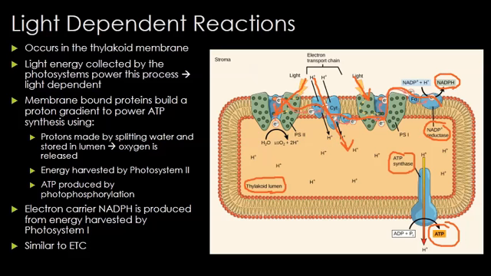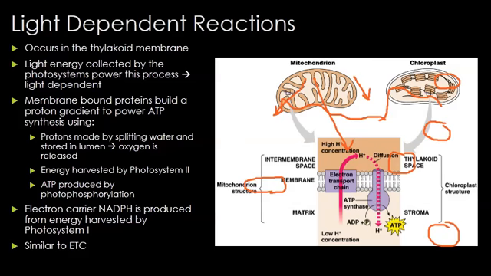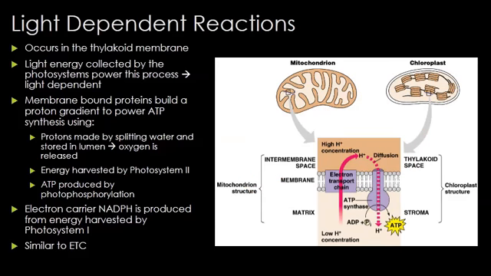This is the only electron carrier that plants need. Now, this process is very similar to the electron transport chain in mitochondria. If you look at that, you can see that the structures are very similar. It's all just different directions and names for where they're occurring, so make sure you understand the differences.